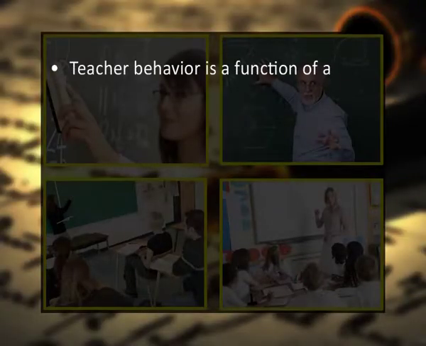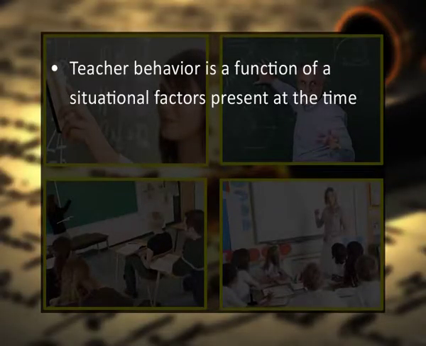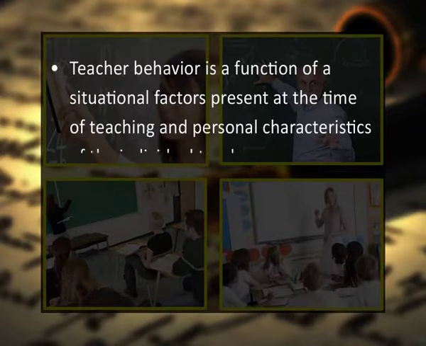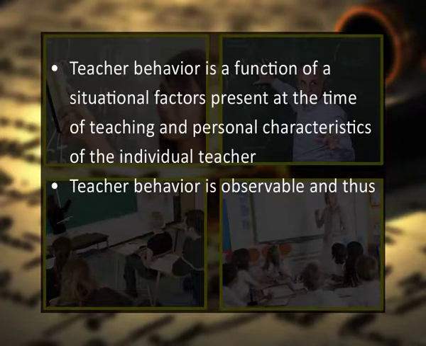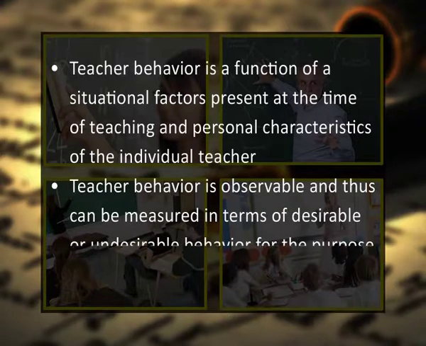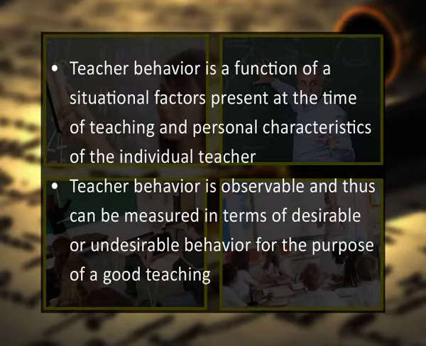There are certain basic assumptions attached to teacher behavior. Teacher behavior is a function of situational factors present at the time of teaching and personal characteristics of the individual teacher. Teacher behavior is observable and thus can be measured in terms of desirable or undesirable behavior for the purpose of good teaching. Based on these assumptions, the theory of teacher behavior emphasizes that teaching-learning conditions must be designed to help the teachers in maintaining proper teacher behavior.